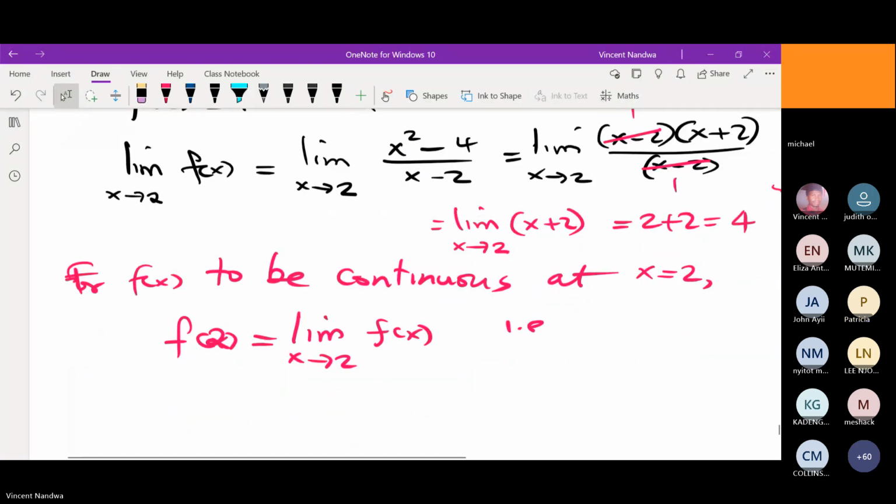And we have found f of 2 is given by k, and the limit as x approaches 2 of f of x is 4. So therefore, k must be 4 for the function to be continuous at x equals 2.